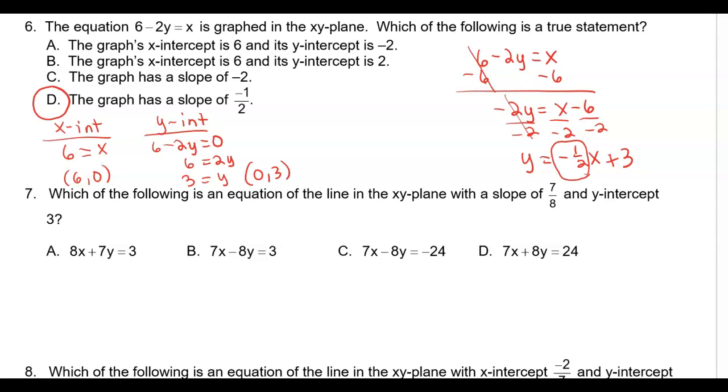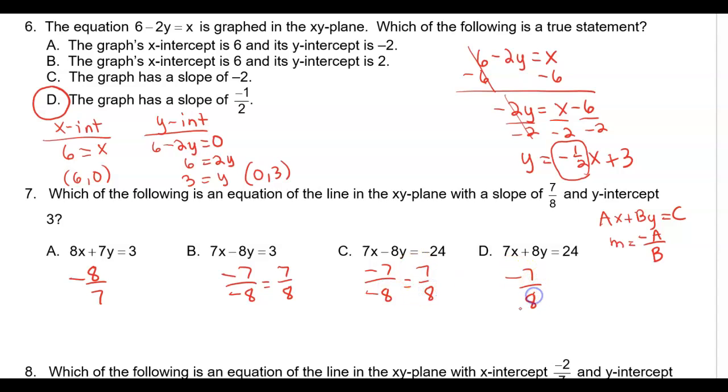Number 7. All of these lines are written in standard form, so I can find the slope of these lines by doing negative a over b. Remember, standard form is ax plus by equals c, and you can quickly find the slope if you take the opposite of the number in front of x and put it over the number in front of y. So that'll be negative 8 over 7, negative 7 over negative 8, which is 7/8, negative 7 over negative 8, which is 7/8, and negative 7 over 8. So the only ones that have a 7/8 slope are B and C. So we're not going to select A, and we are not going to select D.